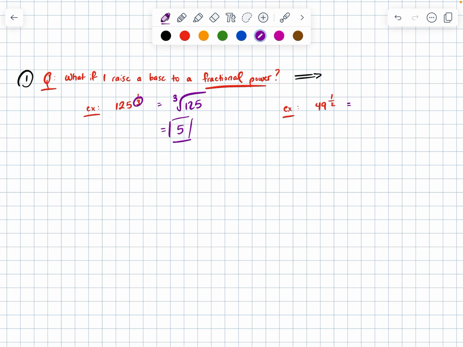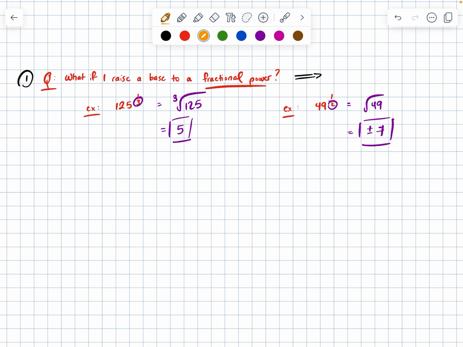Same thing for 49 to the power of 1 over 2. That 2 in the denominator of the fraction becomes the index. I am taking the square root of 49. Well, I know that there are 2 answers to this question. 7 times 7 gives me 49. So does negative 7 times negative 7. So plus or minus 7 is my answer to this question.